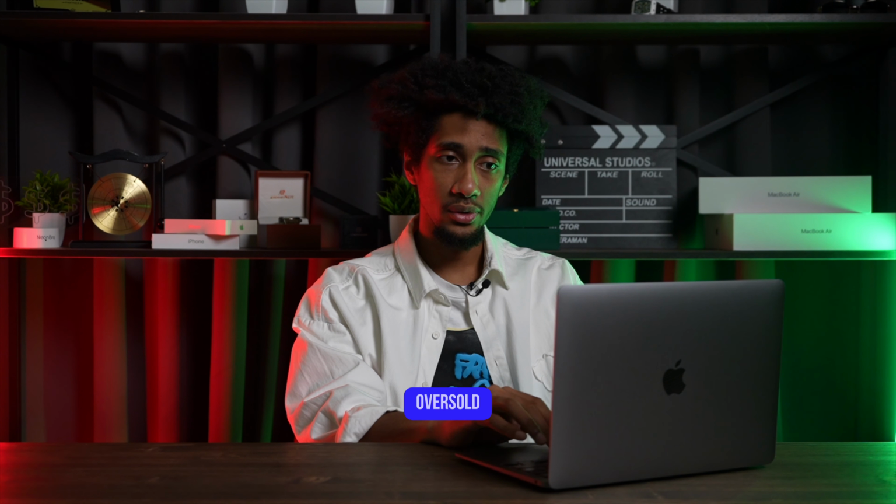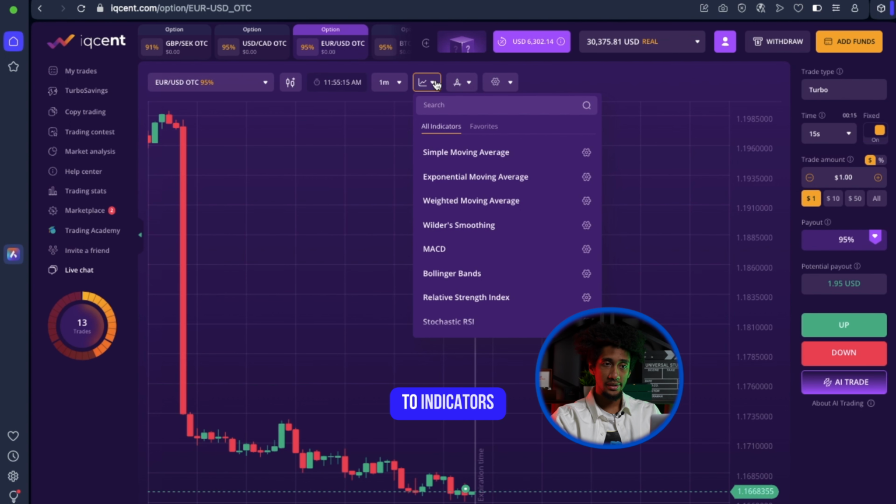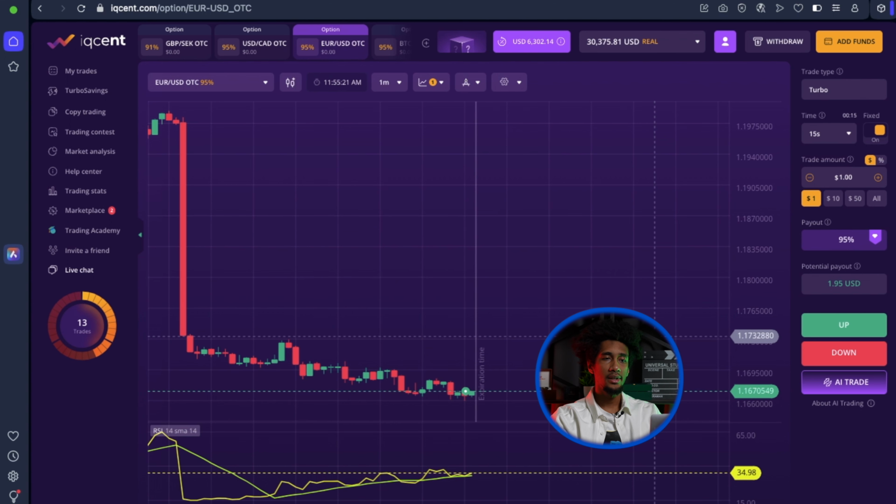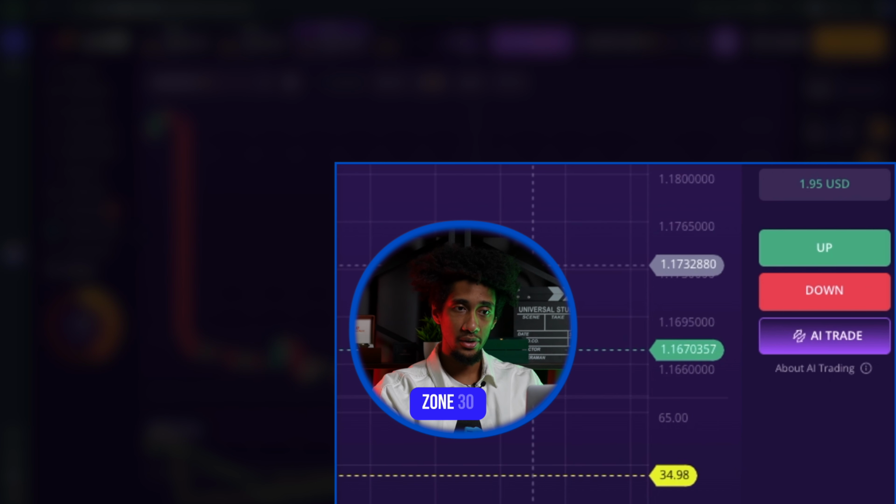The RSI is like a market thermometer. It shows if an asset is overbought or oversold. In other words, overheated or cooled off. Head over to indicators, select RSI. Now you'll see a scale below the chart. 70 is the top zone, 30 is the bottom.